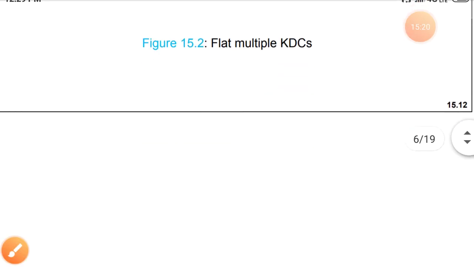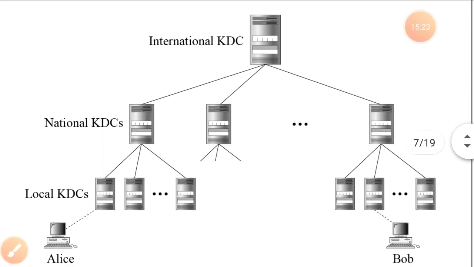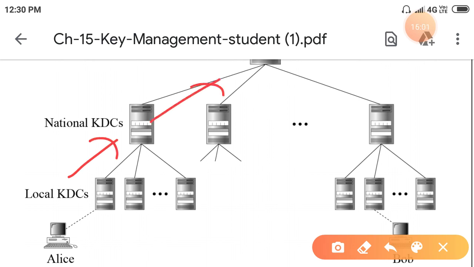Next, hierarchical multiple KDC. Suppose Alice is in one country and Bob is in another country. Now Alice wants to send a confidential message to Bob. So what will she do? Alice can send her message to the local KDC, and then the local KDC can send Alice's request up the hierarchy, in this way.